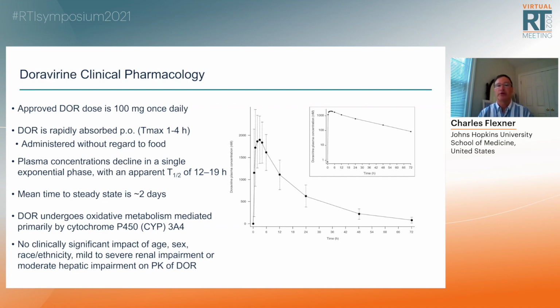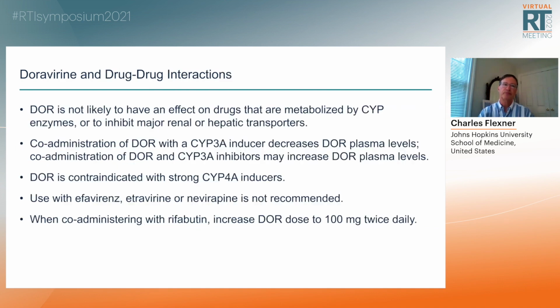Doravirine primarily undergoes oxidative metabolism by cytochrome P450 3A4, and studies have shown that there are no clinically significant effects of age, sex, race, ethnicity, mild to severe renal impairment, or moderate hepatic impairment on the pharmacokinetics of this drug. Doravirine also has a low potential for drug-drug interactions. It is not likely to have an effect on drugs metabolized by cytochrome P450 enzymes, nor does it inhibit major renal or hepatic transporters, nor is it an inducer of those transporters.